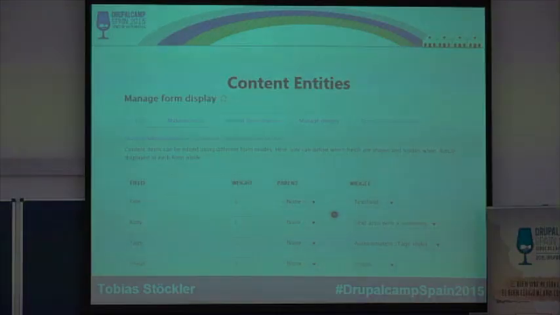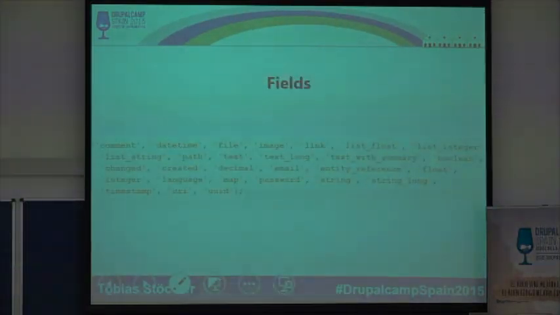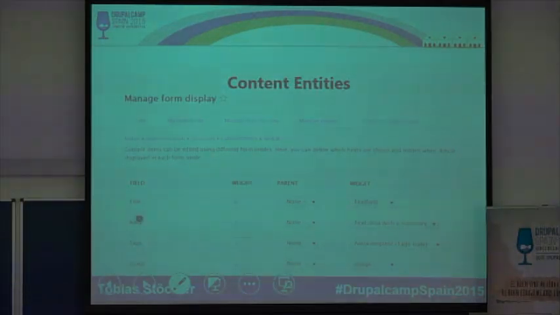I want to go into a little more detail about these fields. We have a bunch of different field types in core, and each of these fields is an instance of a field type. So image is a different type than title, and so forth.